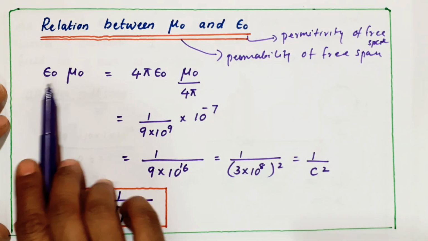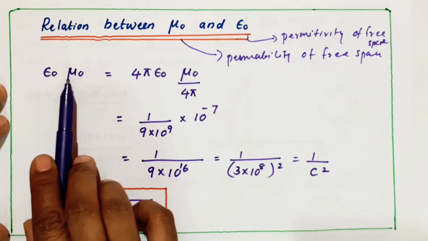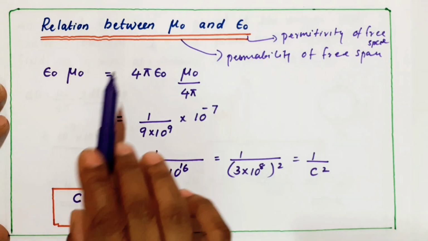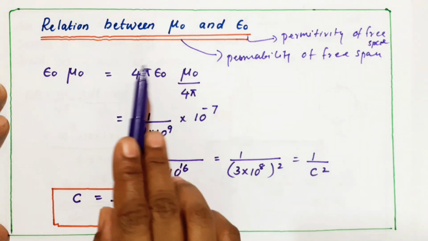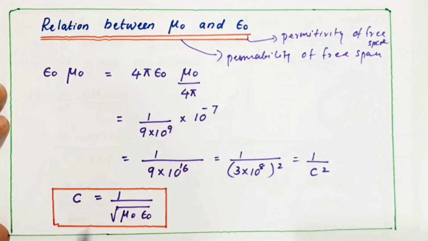So what I did is I am going to multiply these two, epsilon 0 into mu naught. Next, we are multiplying both numerator and denominator with 4 pi: 4 pi epsilon 0, here also 4 pi.